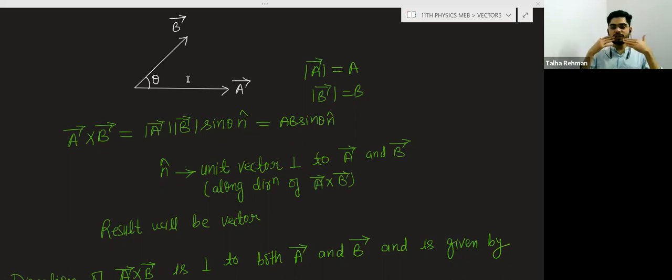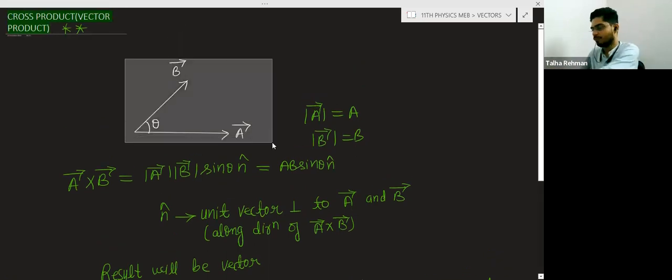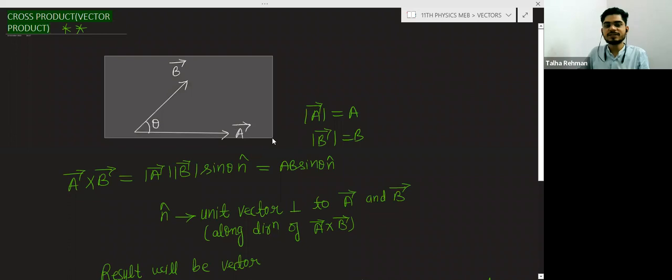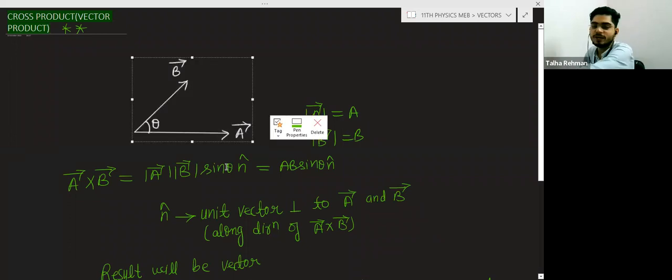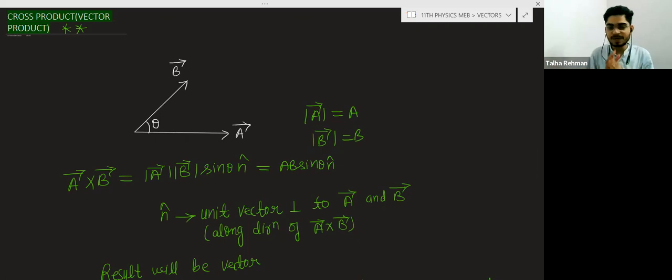If something is going away from me, I am the observer, so I will say the direction is inward. Take the example of your laptop or mobile screen. You are watching the A vector and B vector. These vectors are in the plane of the screen, so A cross B will be perpendicular to the plane of your screen.